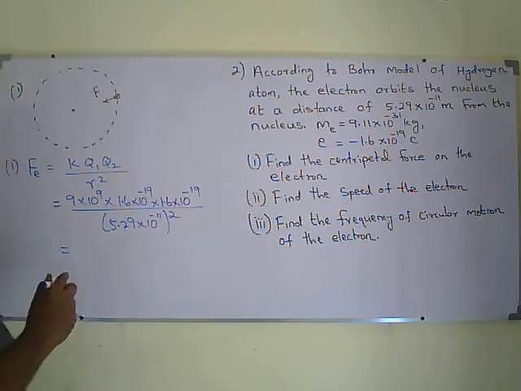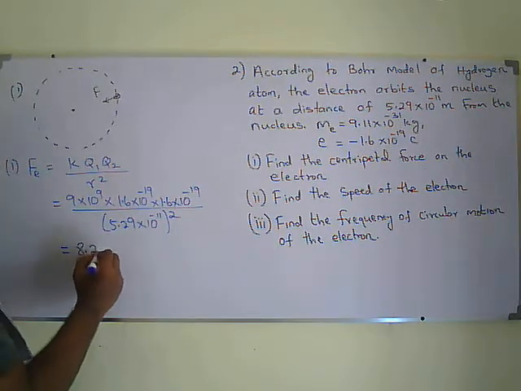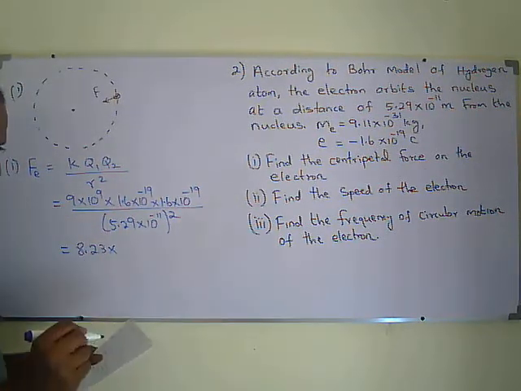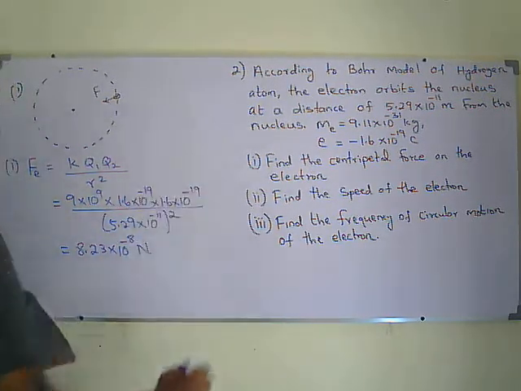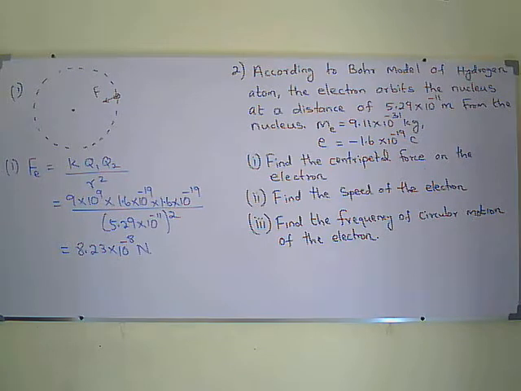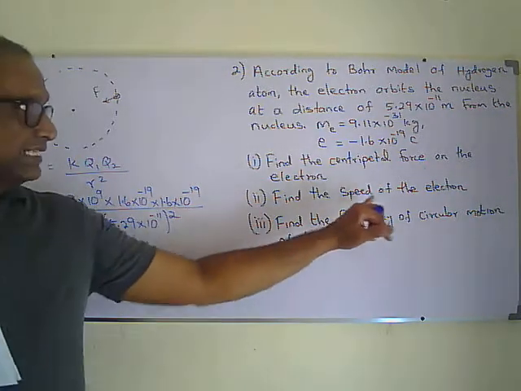If you solve it, you will get the centripetal force. That will be 8.23 × 10^-8 newton. So that will be the required centripetal force, and that is provided by the electrostatic force. Right. Second part, find the speed of the electron.